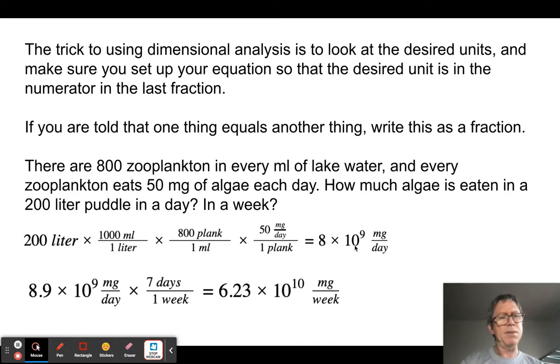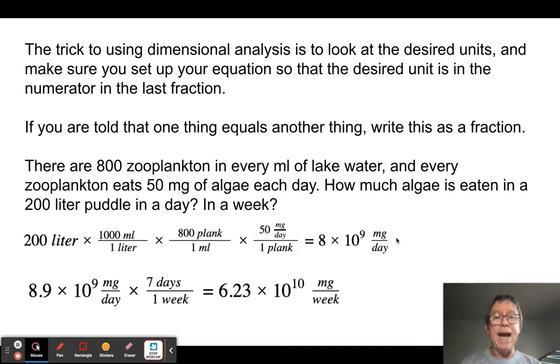And now when I put it in my calculator, what I got was 8E9. I don't know about your calculator. That's what mine said. If yours says 8E9, you could write that and hope for the best. Or you could say what that really means is 8 times 10 to the ninth. If it said 8E negative 7, I'd say 8 times 10 to the negative 7, okay? And I have milligrams per day.